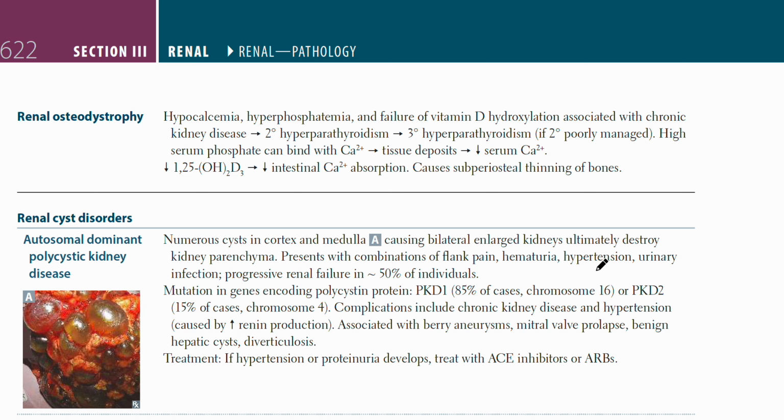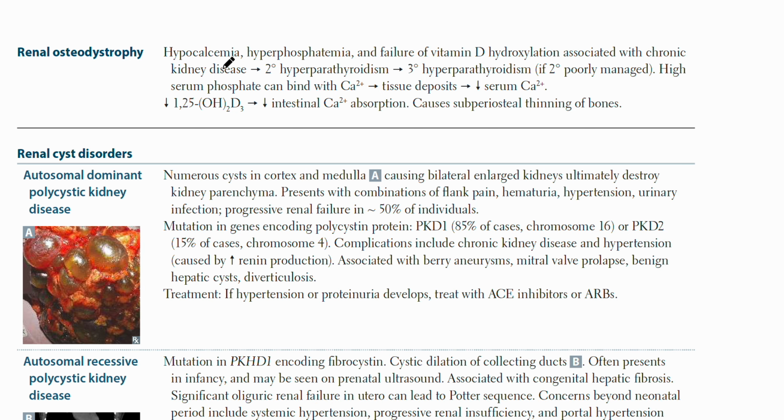Let's talk about renal osteodystrophy. What actually happens here is hypocalcemia, hyperphosphatemia, and failure of vitamin D hydroxylation associated with chronic kidney disease. Because in the synthesis of vitamin D, there are two hydroxylations required. One of them is in the liver, another of them is in the kidney. And since there is kidney injury, the vitamin D hydroxylation cannot occur, right? So that causes failure of vitamin D hydroxylation, and hypocalcemia and hyperphosphatemia occur.